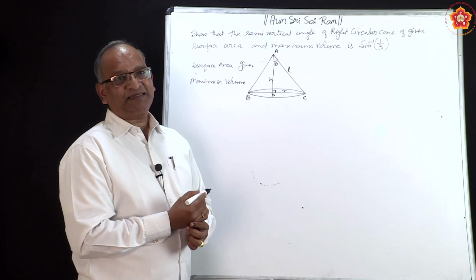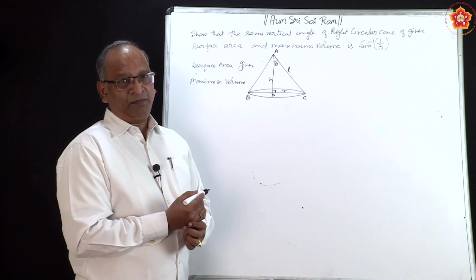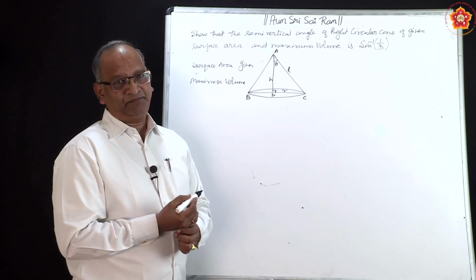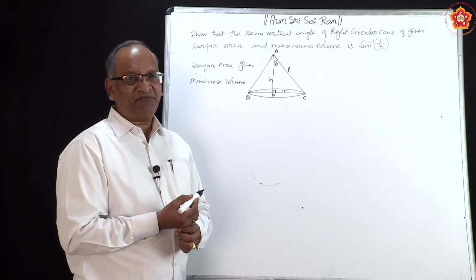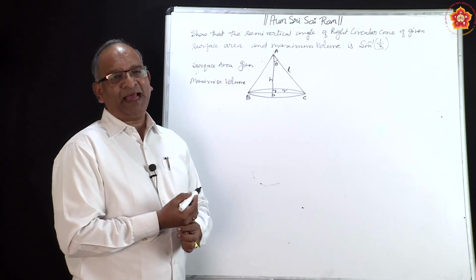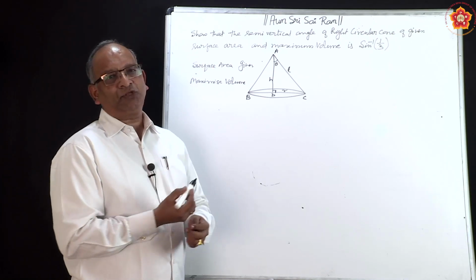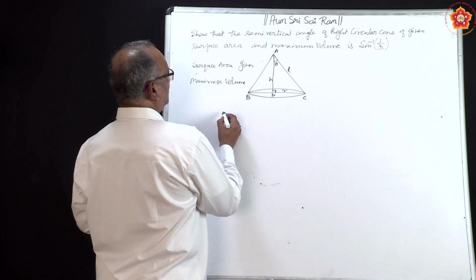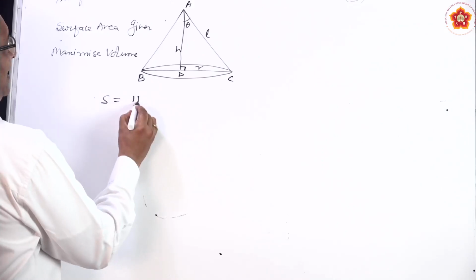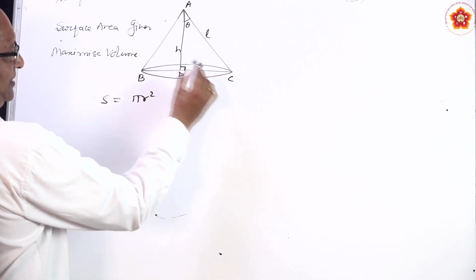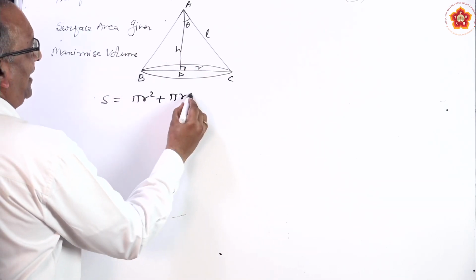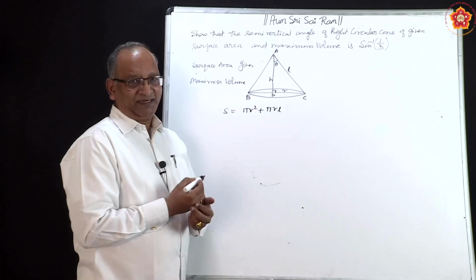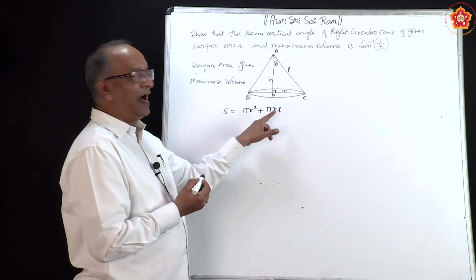What is the formula for surface area of cone? In fact, he should make it clear that it is total surface area because it can be interpreted as curved surface area, it can be interpreted as circular surface area. Since it is not mentioned, we take it as total surface area. And the formula for total surface area is pi r square, that is for circular surface, plus pi rl, this is for curved surface. Remember, S is a constant and S is expressed in terms of R and L.